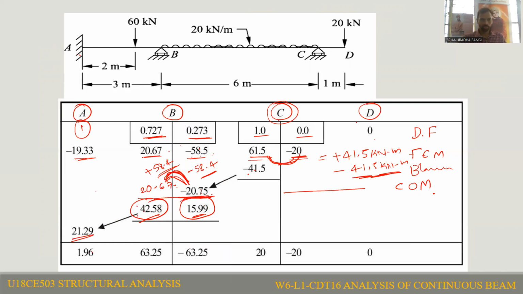Now you add all these moments, and you are going to get the final end moments. So here the joint equilibrium equation is satisfied. So these are the final end moments.